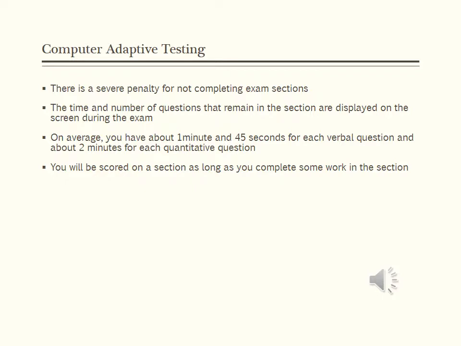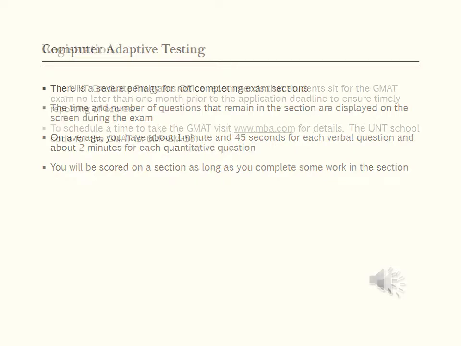It is important to keep in mind that there is a severe penalty for not completing exam sections. The time and number of questions that remain in the section are displayed on the screen during the exam. On average, you have about 1 minute and 45 seconds for each verbal question and about 2 minutes for each quantitative question. You'll be scored on a section as long as you complete some work in the section.